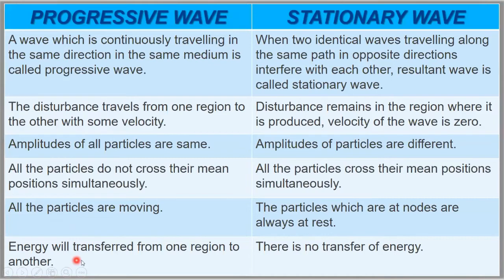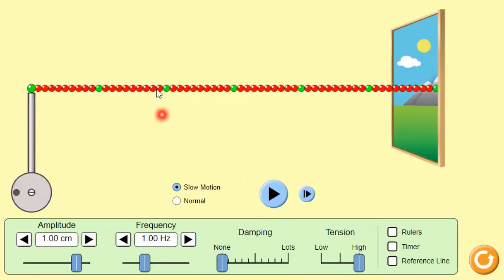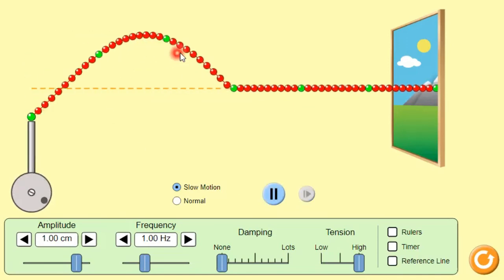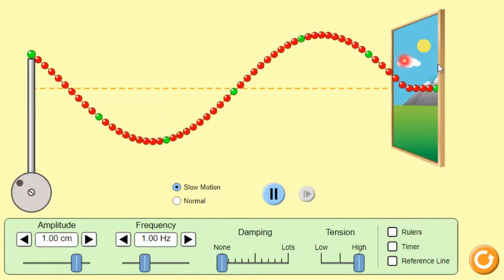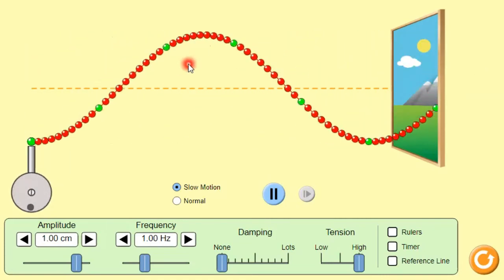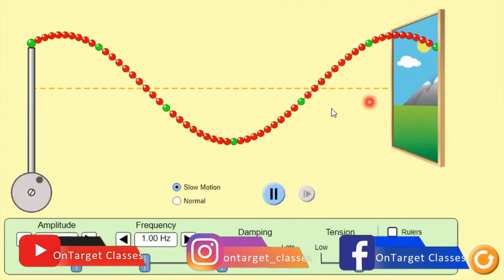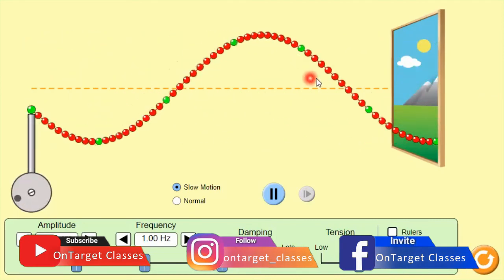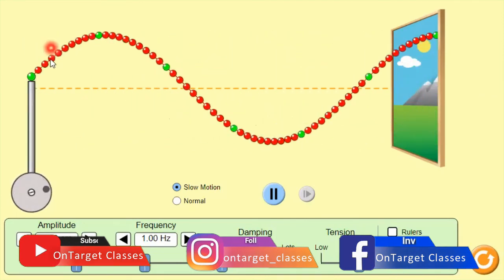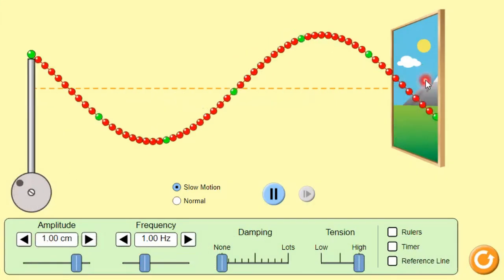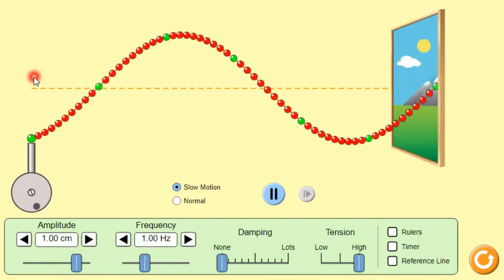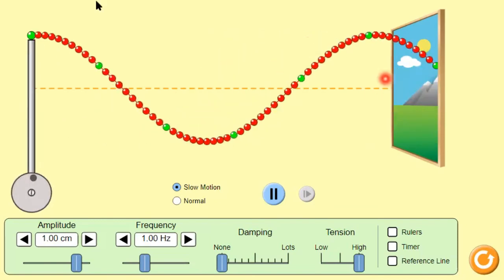The next point: in a progressive wave, energy is transferred from one region to another, while in a stationary wave there is no transfer of energy. In order to understand this point, let us again see the same simulation. So now there is a transfer of energy in the medium. This disturbance is actually traveling in the forward direction. That means there is an actual transfer of energy from one end of this rope to another end, from one point of this medium to another point.